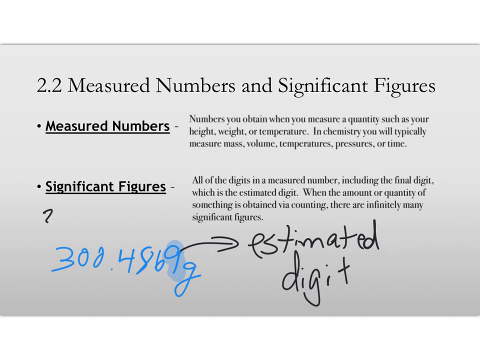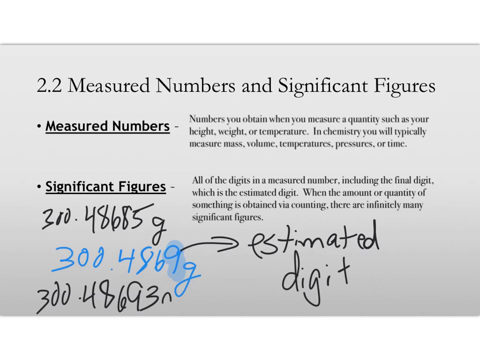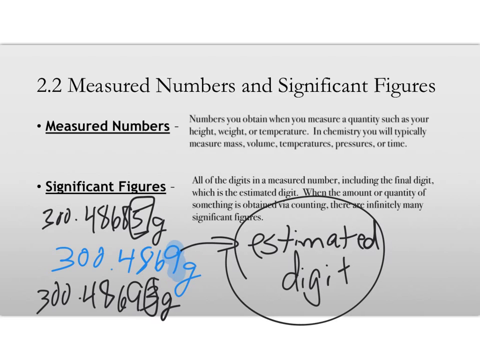Essentially, the computer in the instrument is unable to really identify what it is. It might be 300.48685, which is one digit beyond where this estimated digit is. If you look at it, that rounds to 0.4869. It could be 300.48693 grams, but that would still round to 300.4869 as well. The last number here, which is not shown on the computer, is basically too small of a unit for the precision of the instrument, and so it has to round it, and therefore that last one it shows is just an estimate.